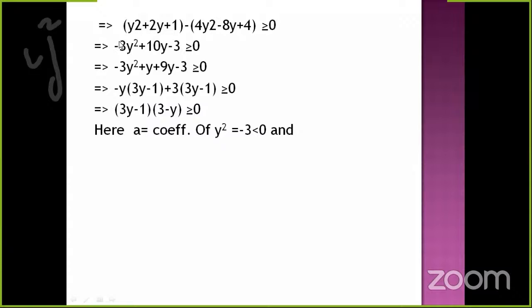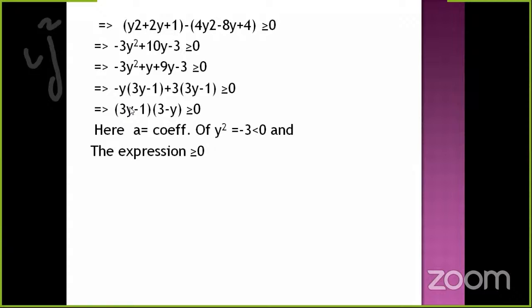So see this expression here again. The coefficient of y square, that is the a value, is minus 3, which is negative, and the expression minus 3y square plus 10y minus 3 is positive. That is, the signs of the coefficient of y square and the expression are in the opposite direction, or opposite signs.